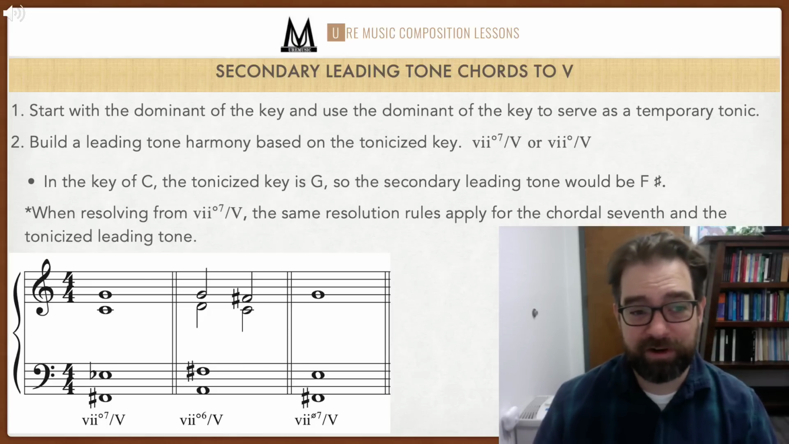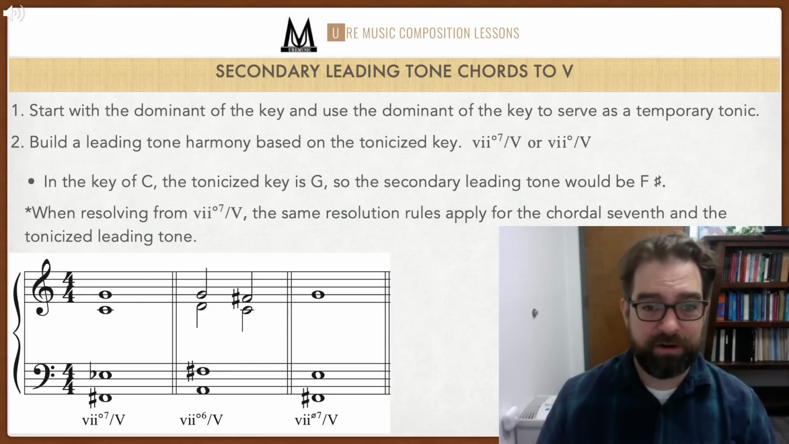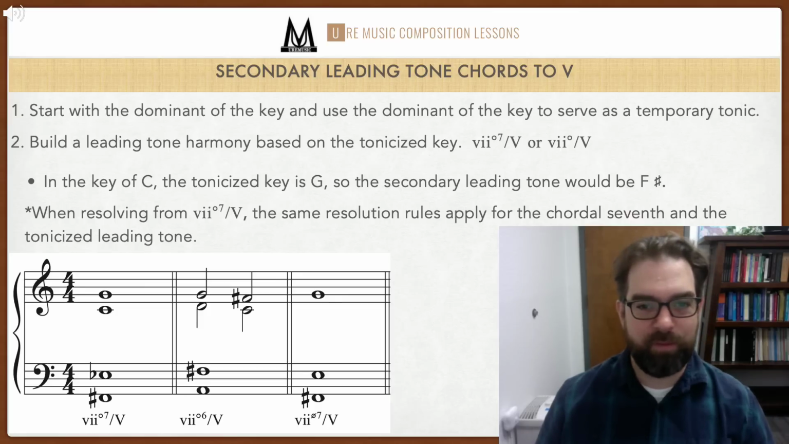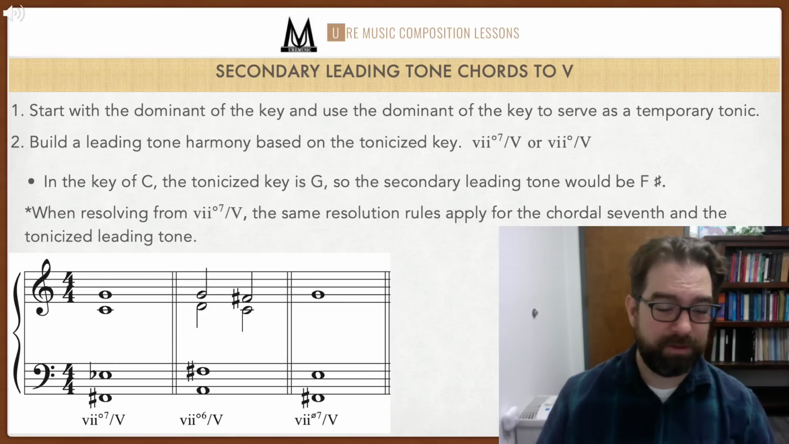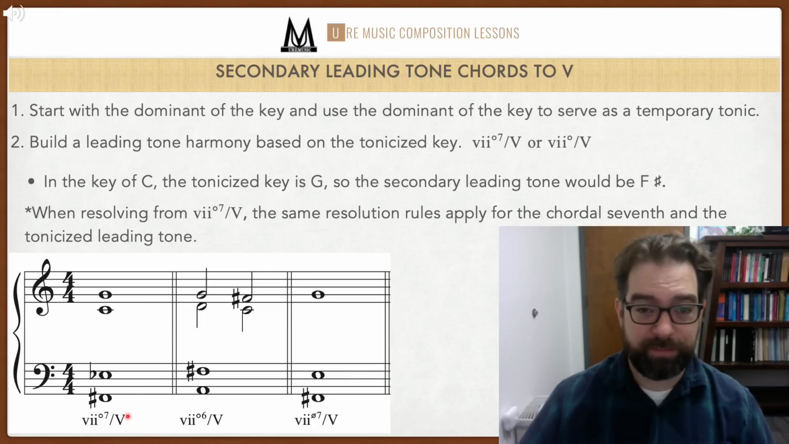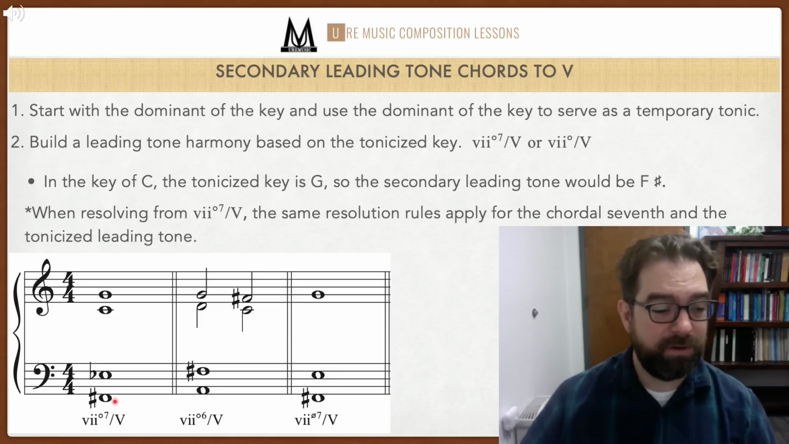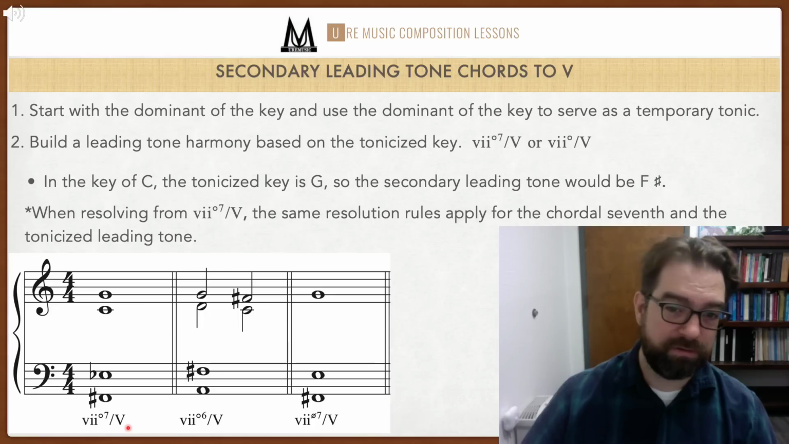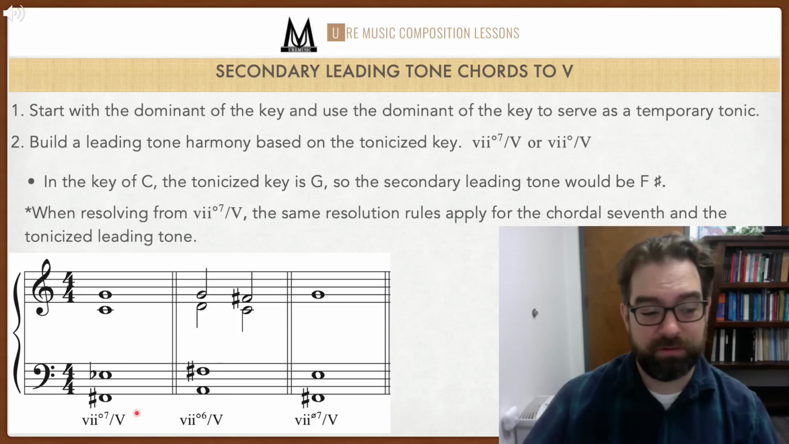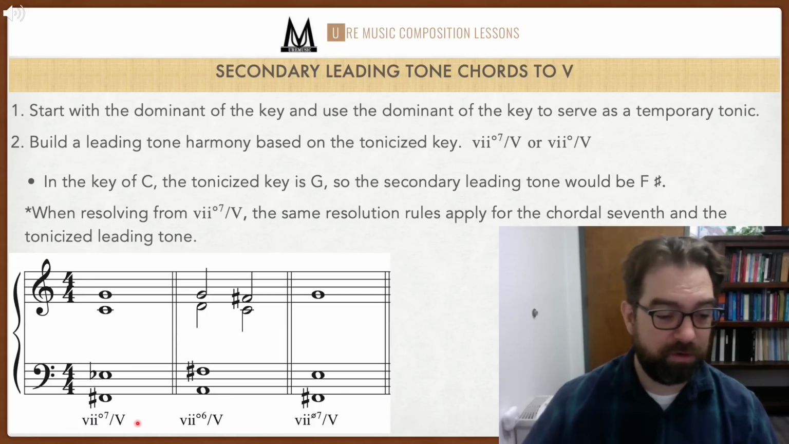The next thing we can talk about are secondary leading tone chords to V. You can also have secondary leading tone chords, and you spell them the exact same way as you would a secondary dominant. So you start with the dominant of the key, and you use that dominant to serve as a temporary tonic. So if you're in the key of C, G, because this V tells us what note to use as a temporary tonic, that's going to be our secondary key area. So then you just go to the 7th scale degree of G, which is F sharp, and you can build a leading tone chord, or a secondary leading tone chord is what we'd actually call it.